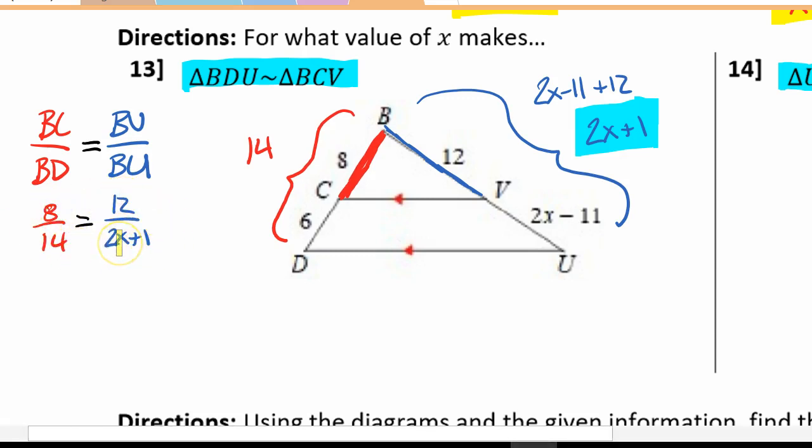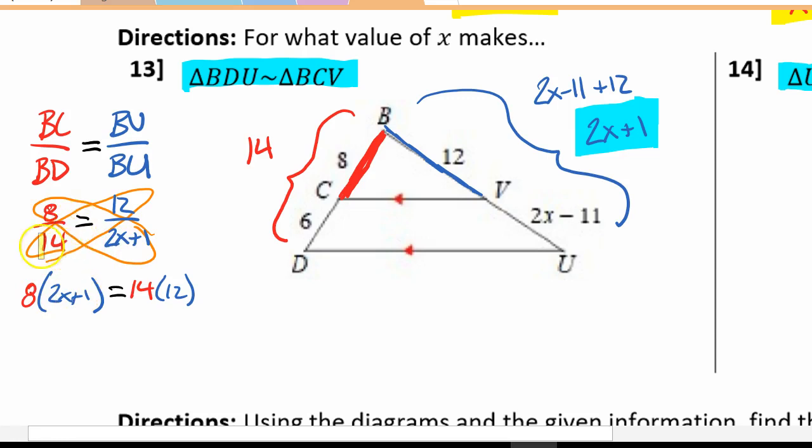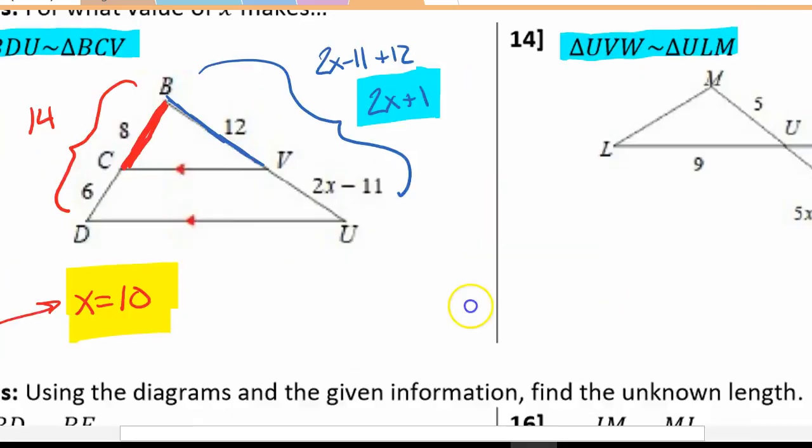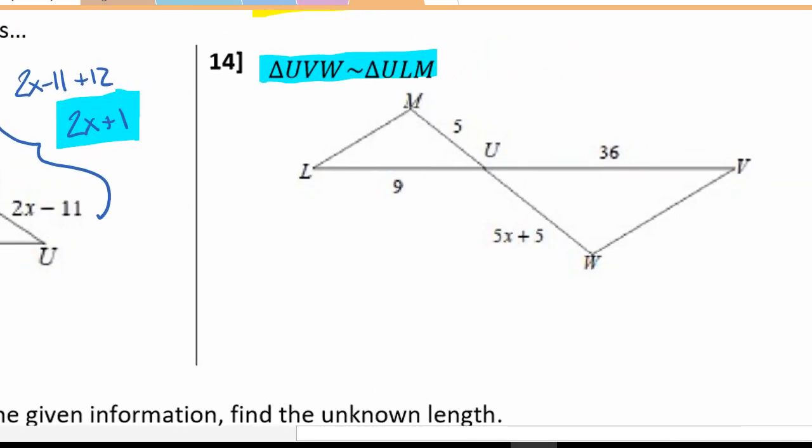We now can go ahead and solve this proportion by cross product. 8 times 2x plus 1 is equal to 14 times 12. We're going to distribute this 8 and multiply this, giving us 16x plus 8 equals 168. We'll subtract 8 from both, giving us 16x equals 160. Divide both sides by 16, giving us a value of x is equal to 10. Question number 14, same idea.